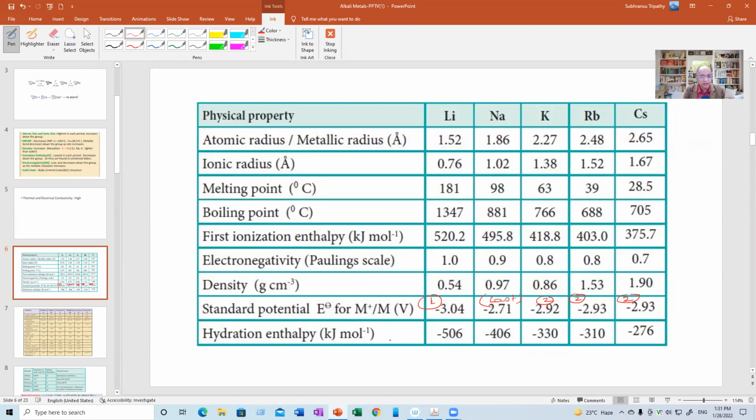Coming to the hydration enthalpy of their positive ions, M+. Obviously, smaller the size, greater is the hydration enthalpy. Because the charge density is high, it will attract more water molecules, and the attraction will produce a lot of heat. That is called the hydration enthalpy or hydration energy. That is maximum for Li+, minimum for Cs+.